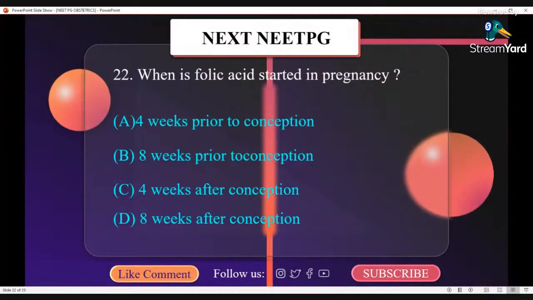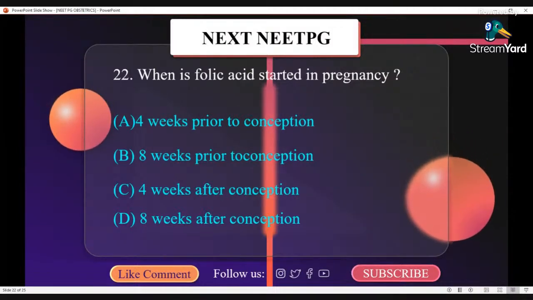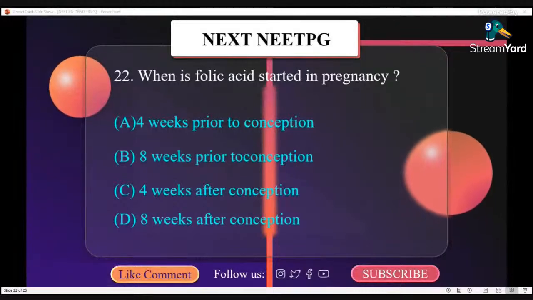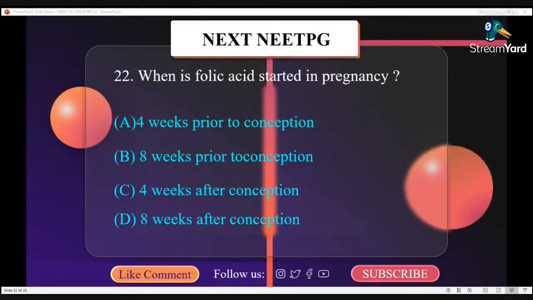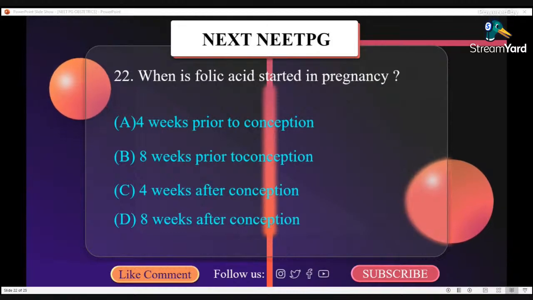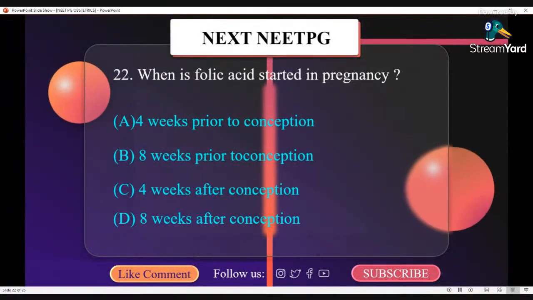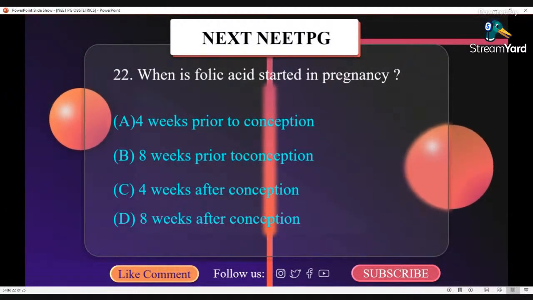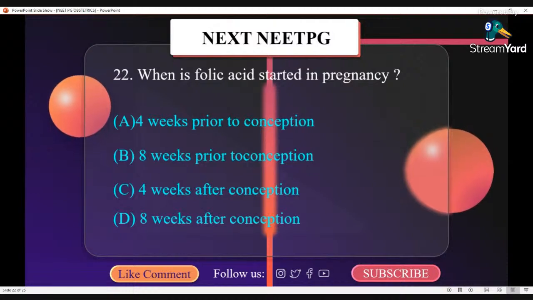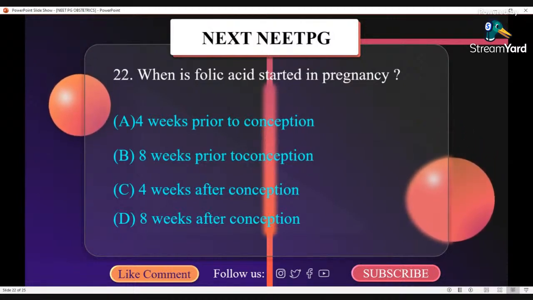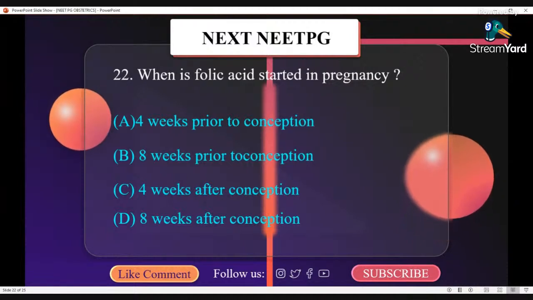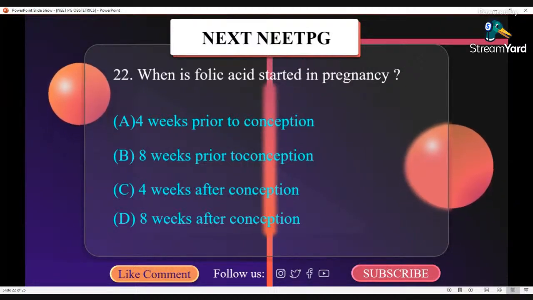When is folic acid started in pregnancy? A. 4 weeks prior to conception. B. 8 weeks prior to conception. C. 4 weeks after conception. D. 8 weeks after conception.